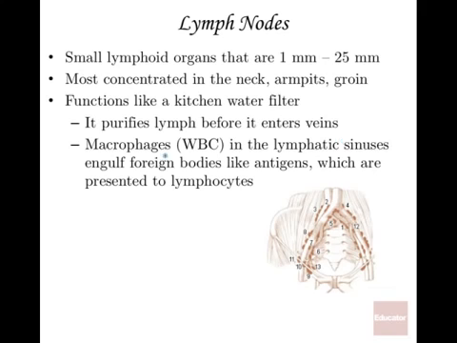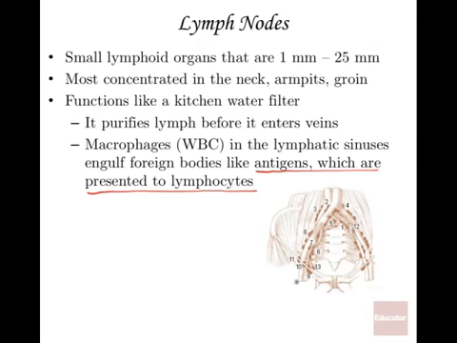Macrophages, which means giant eaters, a kind of white blood cell, in the lymphatic sinuses, just pockets of the lymphatic system, engulf or swallow foreign bodies like antigens. We'll talk more about antigens later, which are presented to lymphocytes. This process, presenting antigens to the lymphocytes, is a major part of enabling your white blood cells to know what the bacteria or virus has on it in terms of protein structure, and being able to identify it quickly and kick its butt, get rid of it out of your body.